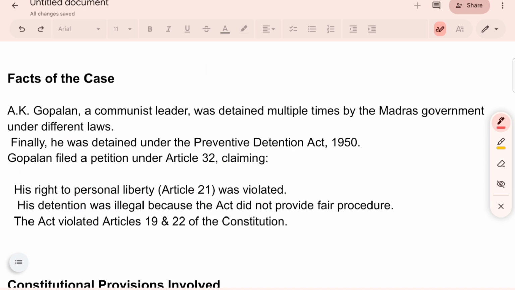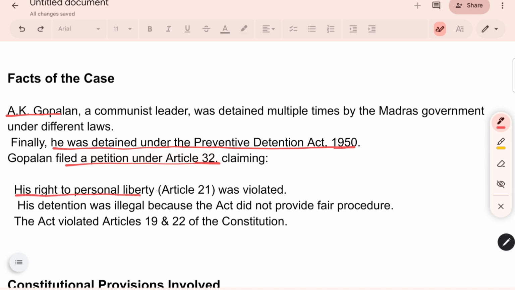Now, the facts of the case: K Gopalan was a communist leader and got detained multiple times by the Madras government under different laws. So what happened? When one detention order ended, another order was immediately passed to keep him in custody, and finally he got detained under the Preventive Detention Act 1950. So Gopalan realized that it was a violation of his fundamental rights, and that is why he filed a petition before the Supreme Court under Article 32 claiming three things.